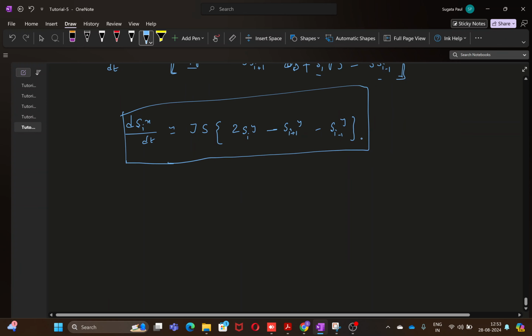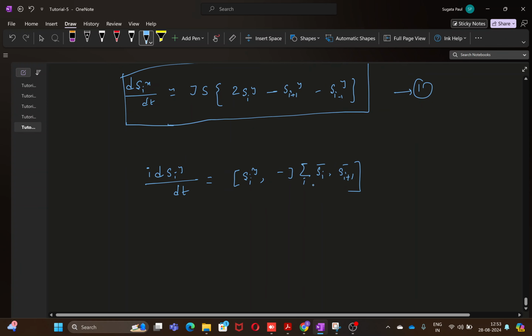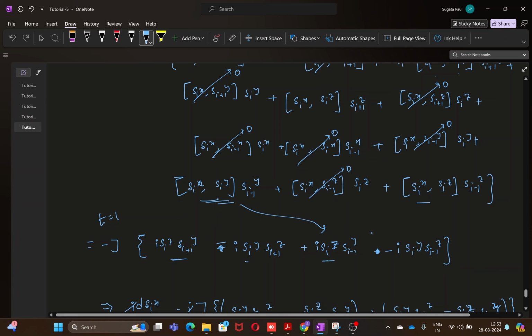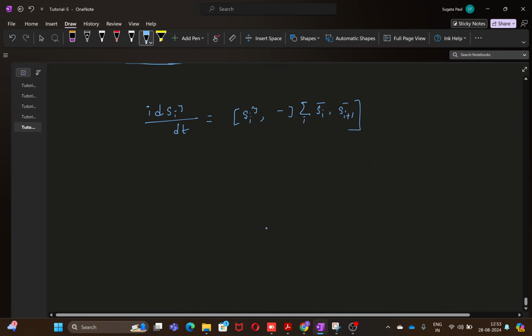Similarly, you can follow up the same calculation by yourself. This is just similar to the thing we did for the x component. So you will have i dsi dt equal to commutator bracket of si y comma minus j sum over i si dot si plus 1. Again you break it out into x, y and z components in a product, and then each of the terms you have to take for both i plus 1 and i minus 1 and decompose similarly to what we had done here. So you can take out each of the commutator brackets separately, cancel out the terms which are relevant to cancel out, and then finally I'll give you the final form.